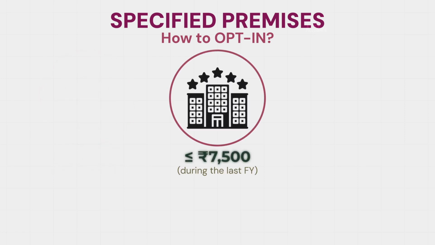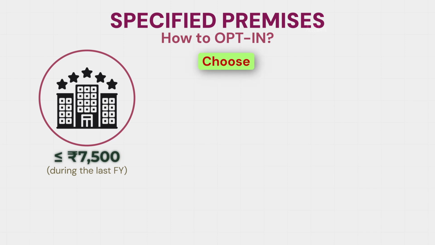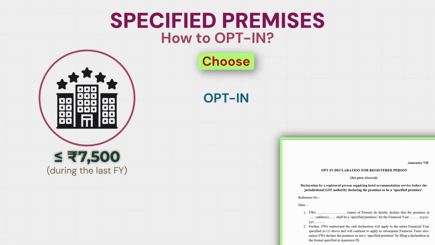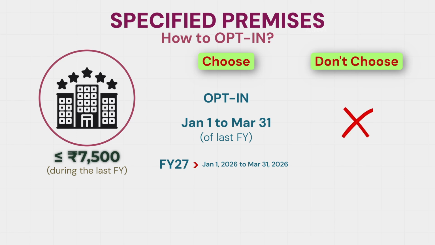Then the next category, that is hotels where room tariff is within this threshold, that is up to 7.5k. And if you choose to be specified premises, then you'll have to specifically opt in. You can do this by filing declaration in Annexure 7. This has to be filed between 1st Jan and 31st March of the preceding financial year. For instance, for FY27, to opt in, you have to file Annexure 7 between 1st Jan and 31st March 2026. But for some reason, if you don't choose to be specified premises, then don't file this declaration.